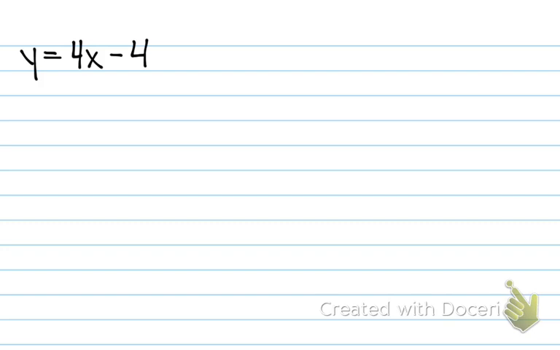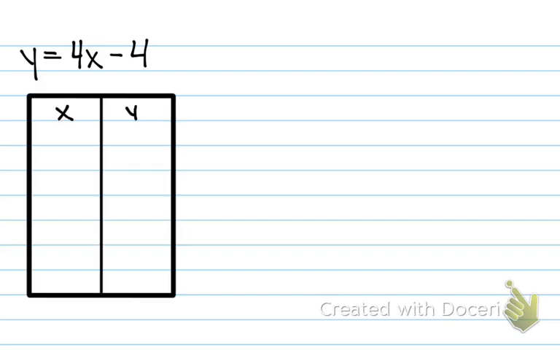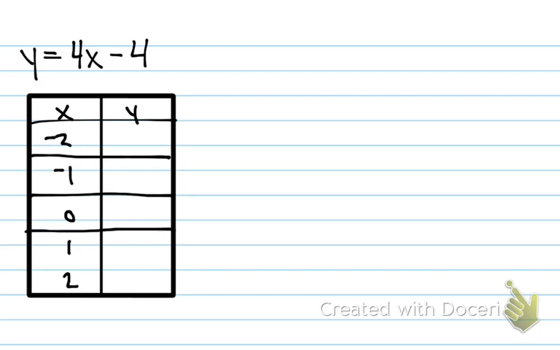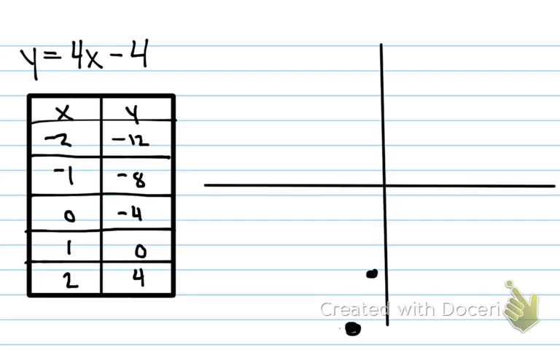Can I use my standard set or custom? Standard. Why can I use standard? Because the number connected to x is a whole number, so I can use my standard set: -2, -1, 0, 1, and 2. How do I come up with my y values? I plug them in for x into the equation. So 4 times -2 minus 4 is -12, then -8, -4, 0, 4. What do I do with these numbers? Now I'm going to plot them on a graph.